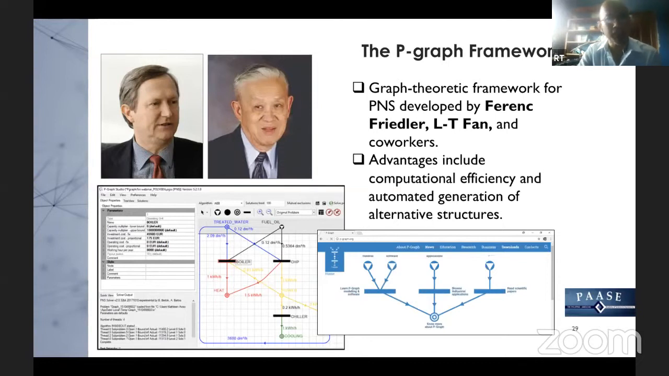PGRAPH is the product of the collaboration between 2 of our colleagues. Ferenc Friedler came up with the mathematical foundations. He's based in Hungary. At one point in his career, he was based partially in the US. And in the 1980s and 1990s, he worked with L.T. Fan. The late Professor L.T. Fan is based in University of Kansas. Unfortunately, he passed away in 2014. But the 2 of them worked out the mathematical toolbox and how these tools apply to chemical engineering design problems.